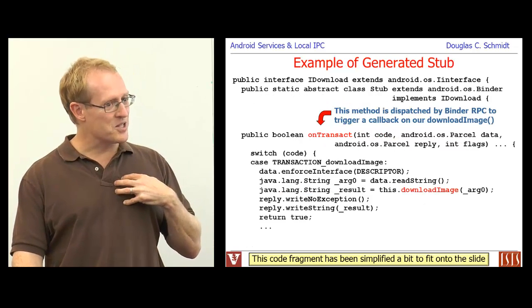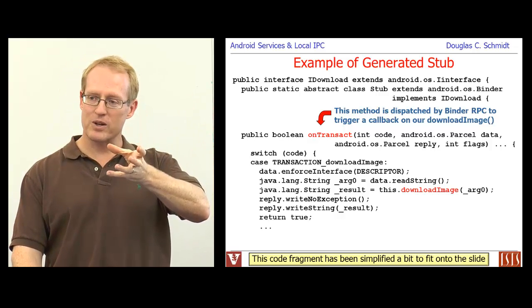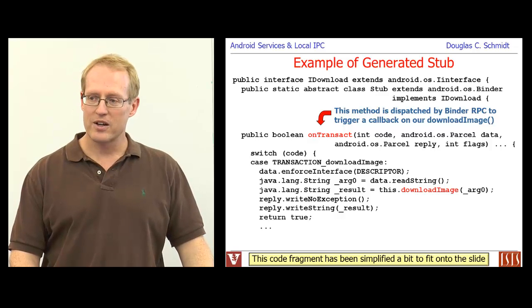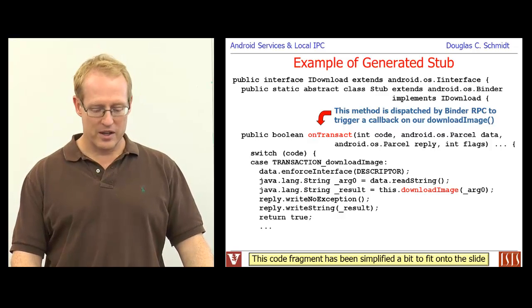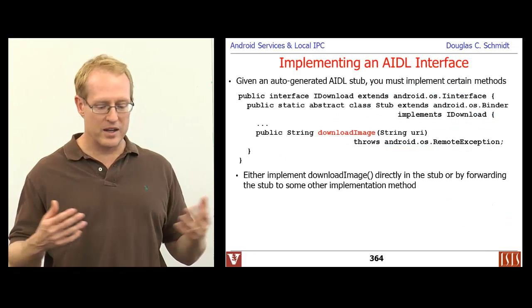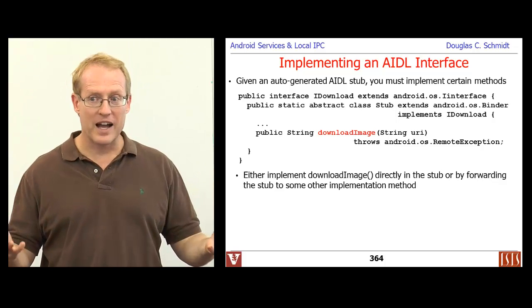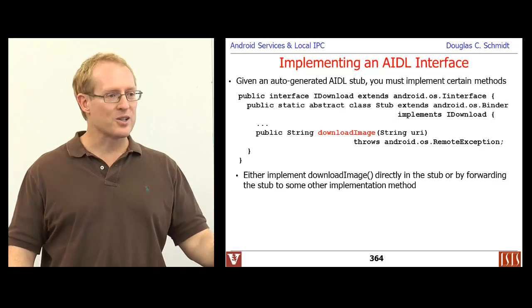The receiver side, the stub side, gets called back as the objects come up from underneath the binder framework in libbinder, and the onTransact method is called, and that ends up ultimately calling the download image method that we have to implement as the people who want to define this service. So let's take a look at that part.